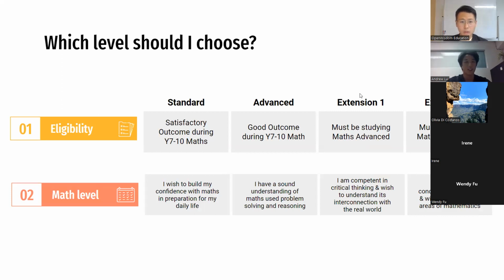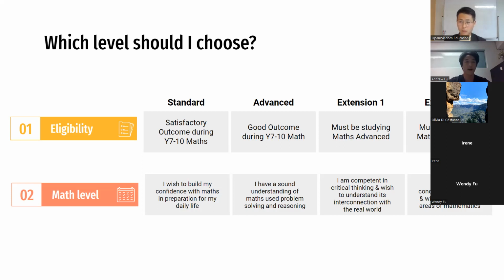There we go. So now that we've gone through everything, what are the levels that we choose? First of all, our eligibility. Even when taking standard, which is the base 2-unit course, I would recommend that you have a satisfactory outcome from year 7 to 10 maths, because everything from there builds on to year 11 and 12. Advanced, instead of a satisfactory outcome, you should have a good outcome. And you should be able to know how to work with your previous formulas, such as index rules. And then once you go to extension 1, you must do mathematics advanced as a prerequisite. And for extension 2, you must take extension 1 as prerequisite, or as a co-requisite, as they would say.